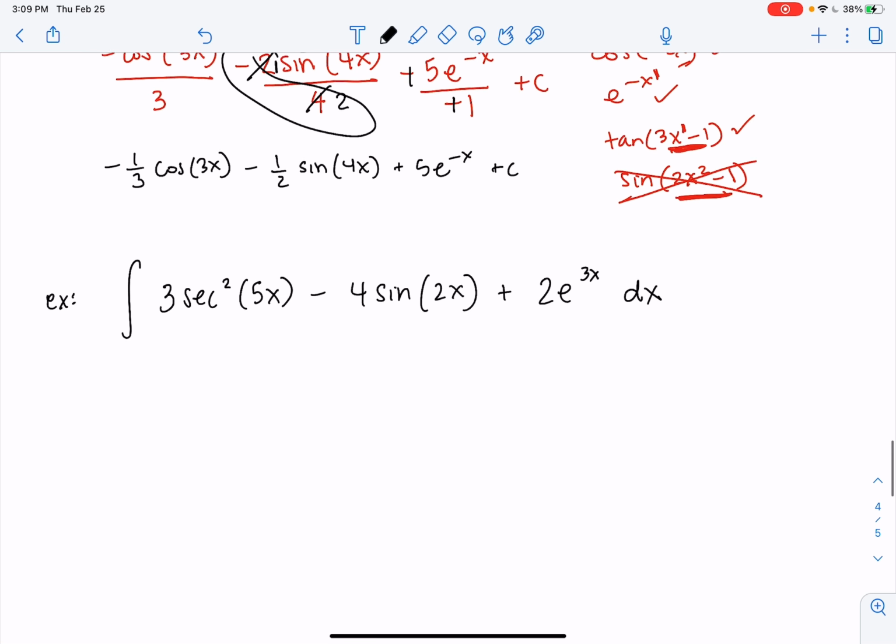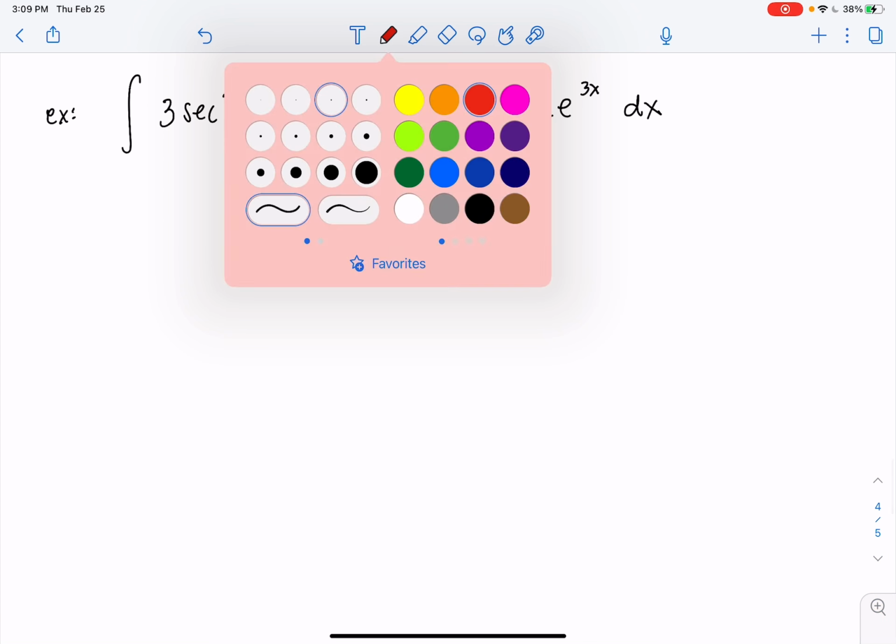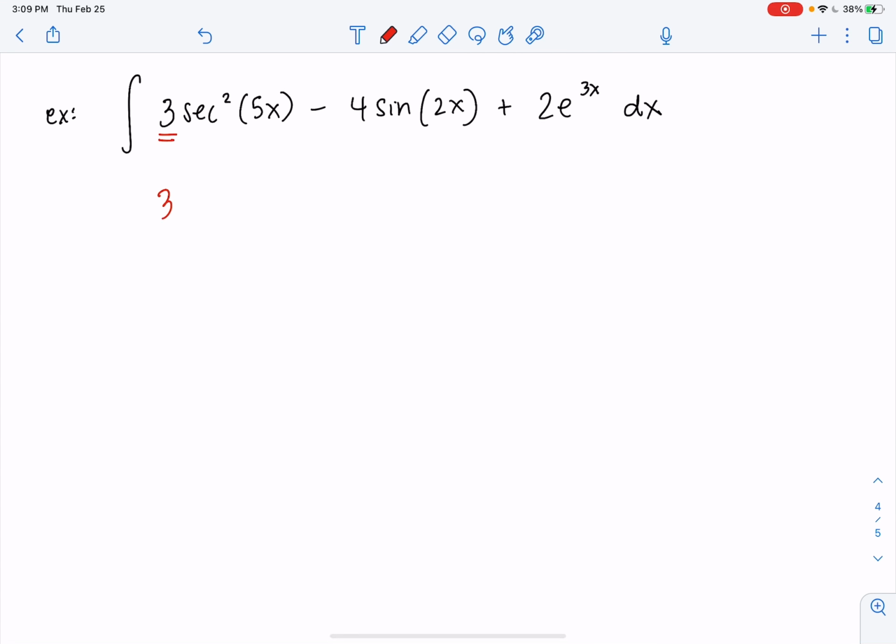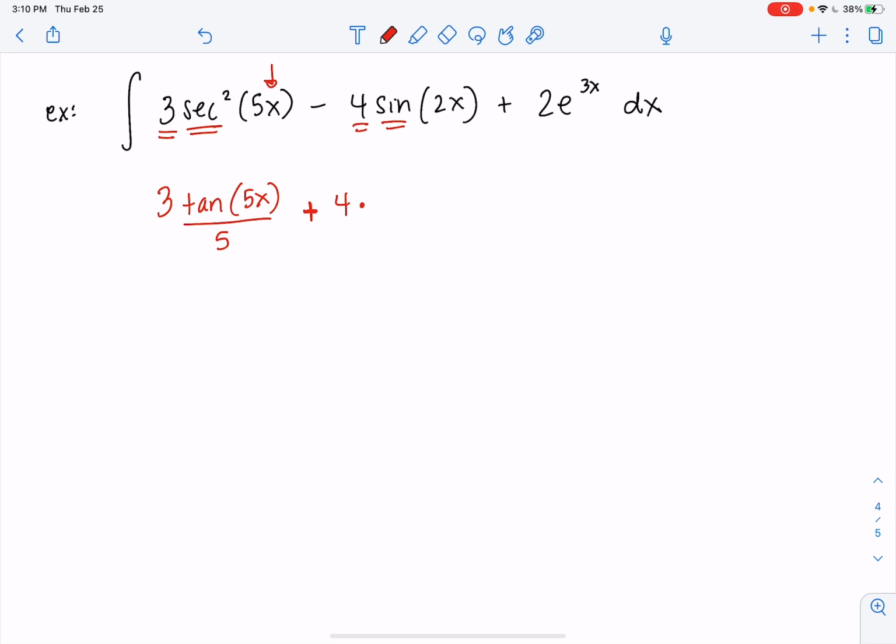Ready? Let's try it. First, we'll pull out the 3. The integral of secant squared is tangent. And, ooh, we have a linear expression, so keep it the same, but divide by its slope. Let's do the next one. First, copy the constant multiplier. The integral of sine is negative cosine. So I'll just flip this to make it a positive and just write cosine. Ooh, we have a linear expression, not just x, so I'll copy it down and divide by its slope.